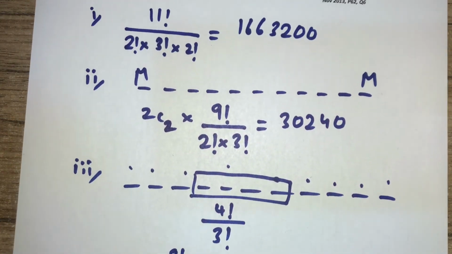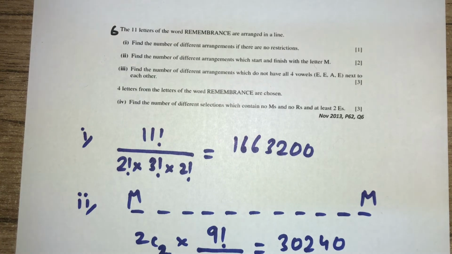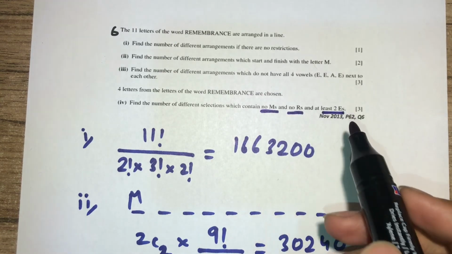In the fourth part, it's saying 4 letters from the letters of the word REMEMBRANCE are chosen. Find the number of different selections which contain no M's, no R's, and at least 2 E's.